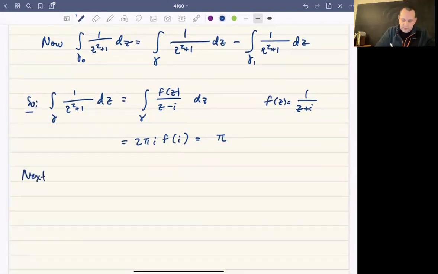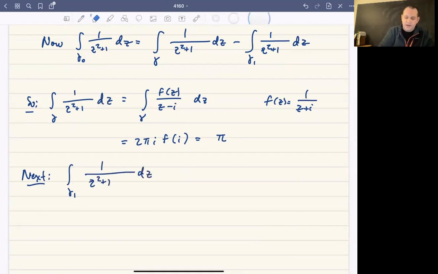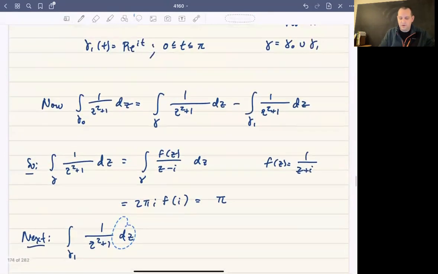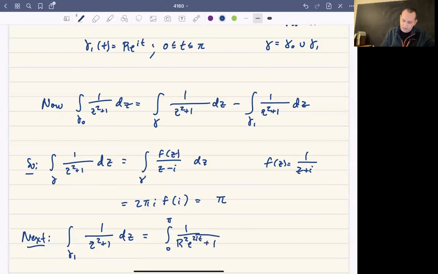Next, we're going to look at the integral over gamma 1. This one will take us a little bit of work. For the integral of 1 over z squared plus 1, we're just going to apply the parameterization. The parameterization over gamma 1 is r e to the it. So this is going to be equal to the integral from 0 to pi of 1 over r squared e to the 2it plus 1 times gamma prime, so that's times r i e to the it dt, and we're integrating from 0 to pi.